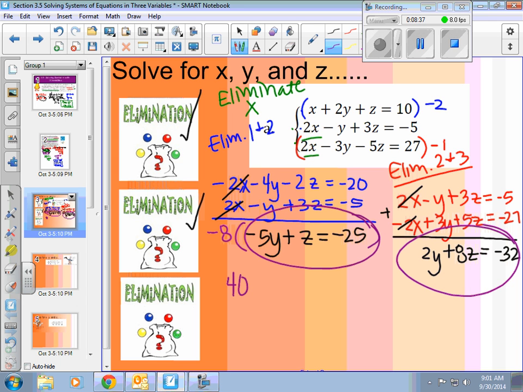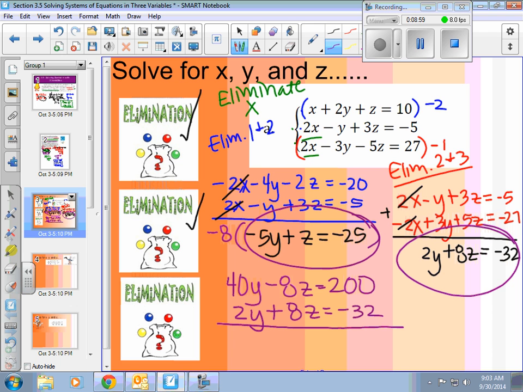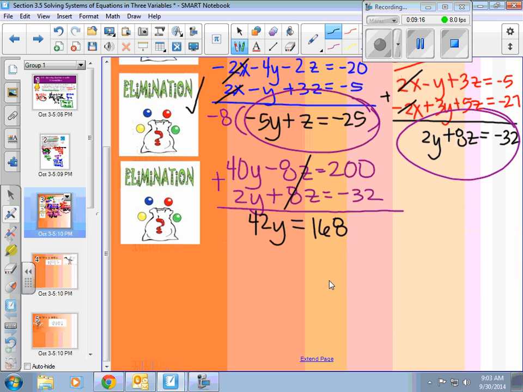So I would get 40y minus 8z is equal to, and then we have -8 times -25, which gives us 200. Now I'm just going to rewrite this other equation: 2y plus 8z is equal to -32. And I will add those two. When I do, I have 42y. The z's are gone. Equals 200 minus 32 gives me 168. Then I divide by 42 on both sides. So I get that y is equal to 4. So we're 1/3 of the way done.